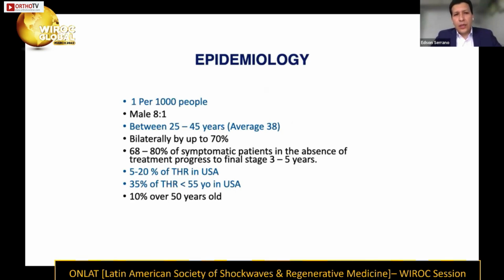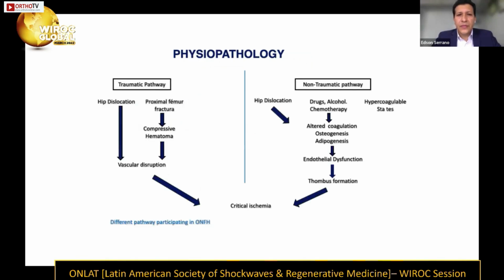This pathology occurs in approximately 1 per 1,000 people between 25 and 45 years, averaging 38, and is responsible for 5 to 20% of total hip replacements in the USA. It is very common. The cause or pathophysiology of this illness could be a traumatic pathway or a non-traumatic pathway.